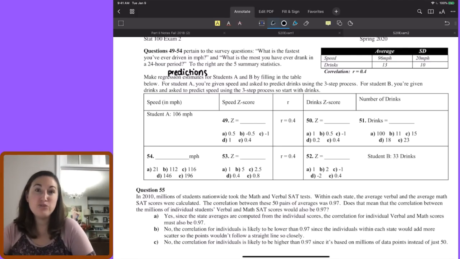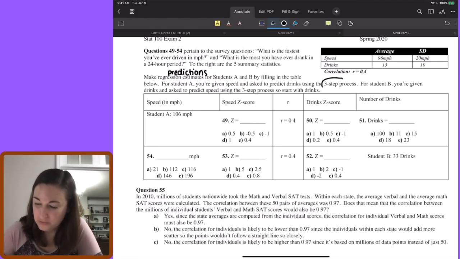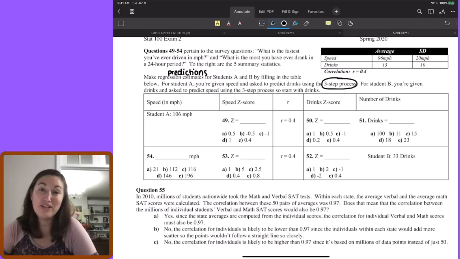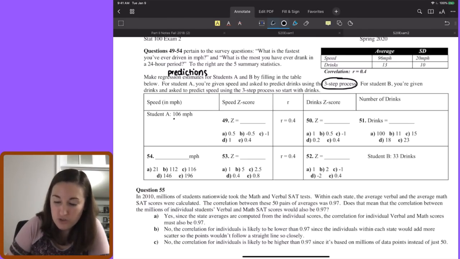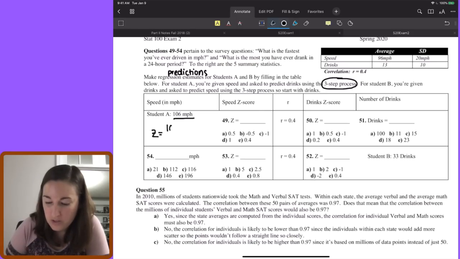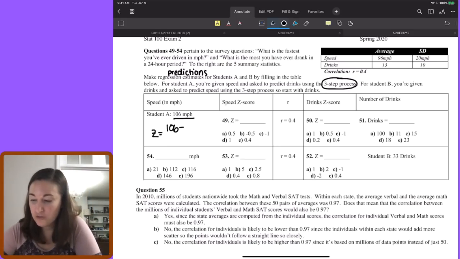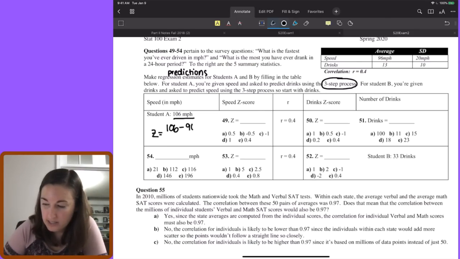And it looks like they want us to use the 3-step process. So we can do that. You can always, if you have time, check your work using the regression equation if you want. But here it tells me specifically to do the 3-step process. So student A is 106 miles per hour. Their z-score is just going to be that value minus the average for speed, which is 96, divided by the SD, which is 20. So I have 10 over 20, or 0.5.